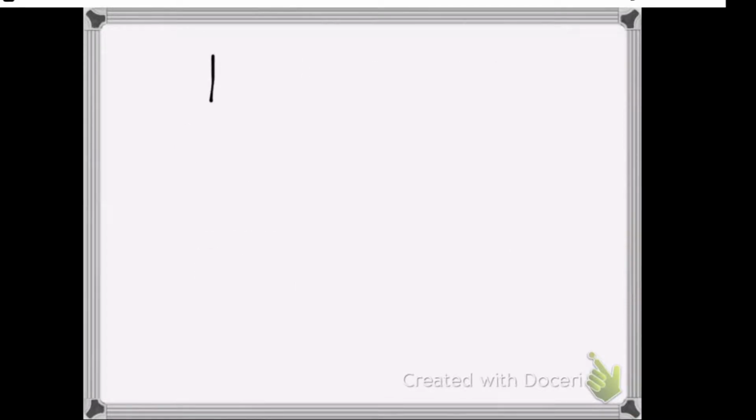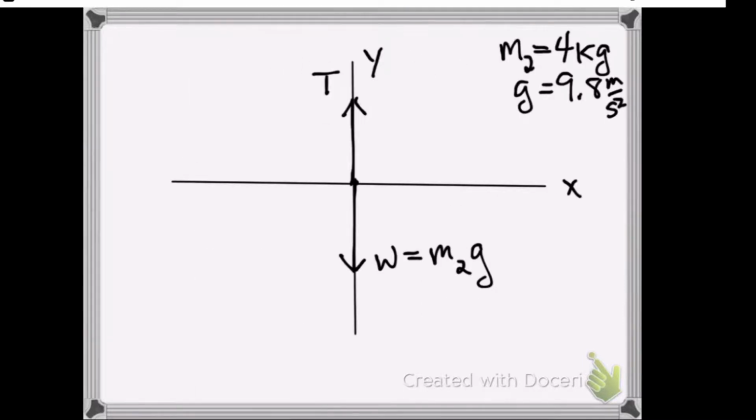And so we get t minus 39.2 is equal to 4a. So that's another equation that we've got. So let's write down the two equations that we have by analyzing this entire system. We have the one that we just did, which is t minus 39.2 equals 4a. And let's go back a few slides to figure out what that other equation was.